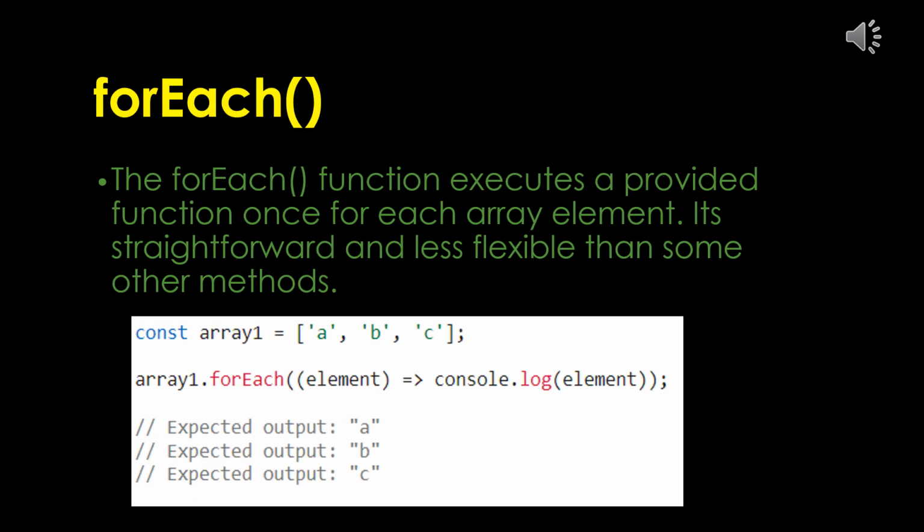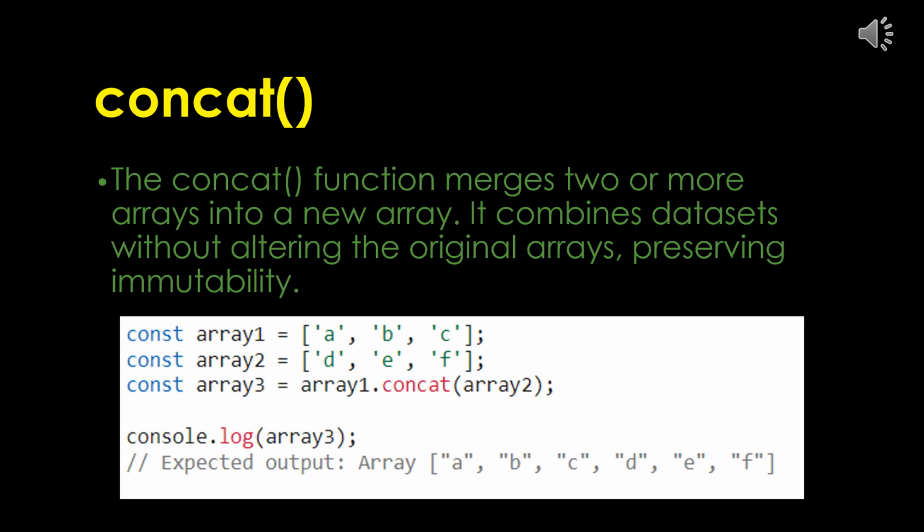forEach function executes a provided function once for each array element, so it's straightforward and less flexible than some other methods. For example, array1 has a, b, c. So we are using array1.forEach with element, console.log element. Most of the time we can use map or forEach to iterate through all the elements in an array, and we can manipulate the items present in the array using forEach or map function.